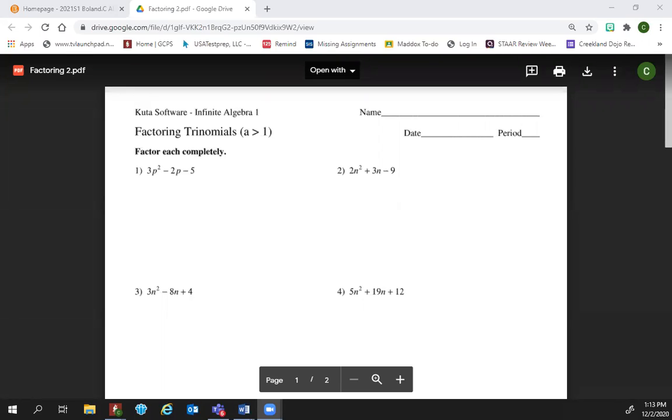Okay, when you're factoring trinomials where a is greater than 1, and you do this the way that I taught you, which is the AC method, right? So you have A and C. A is what? 2. And then C is what? -9, right? So you have to multiply to get -18 and add to get 3. So you need 2 numbers that do that.